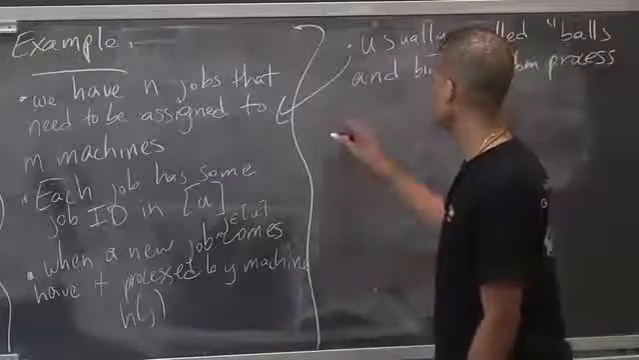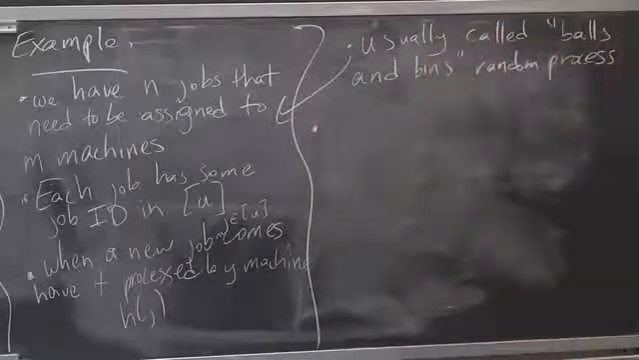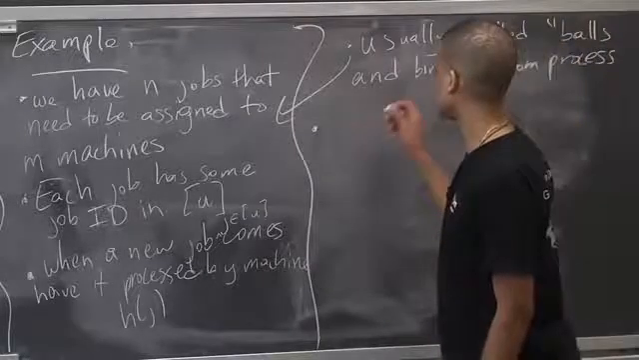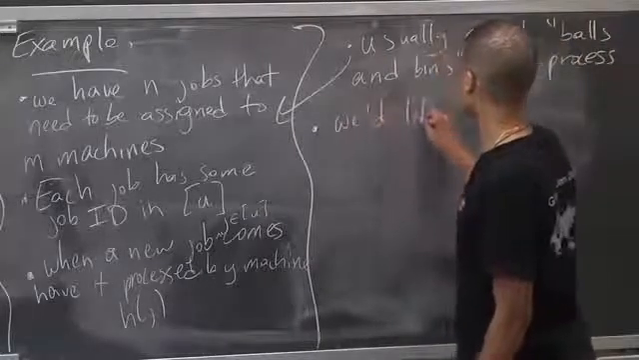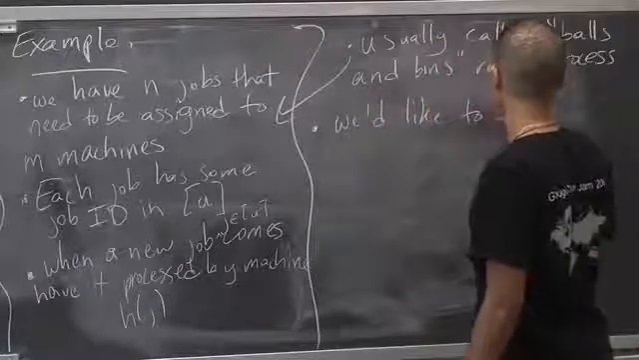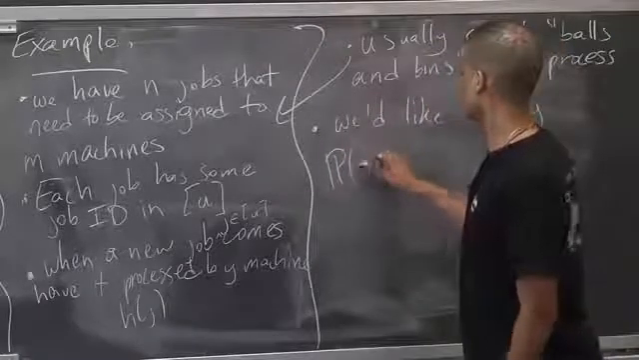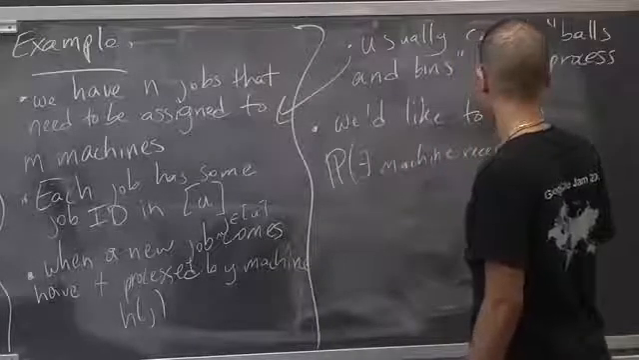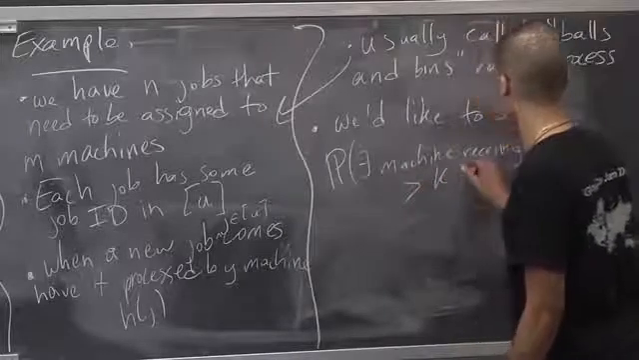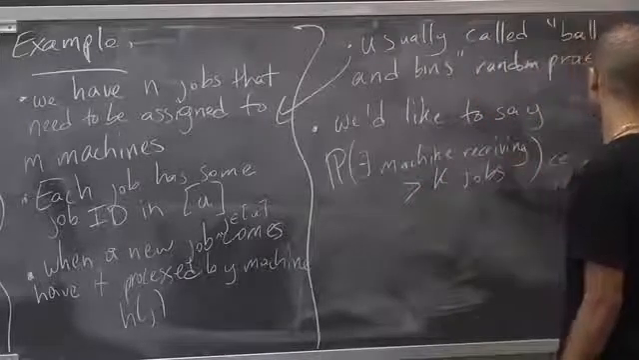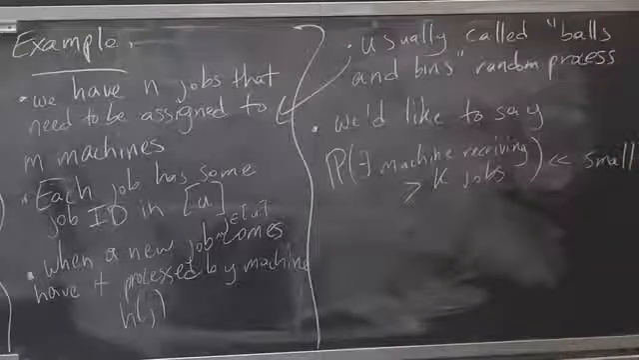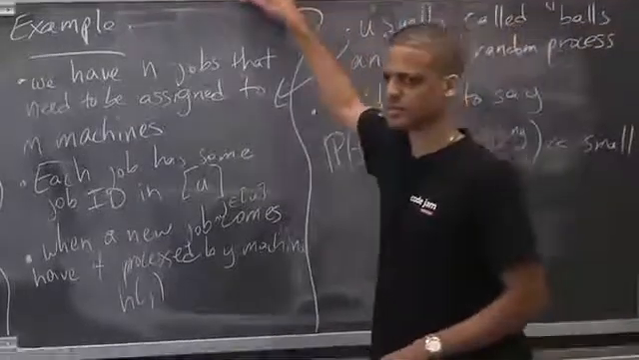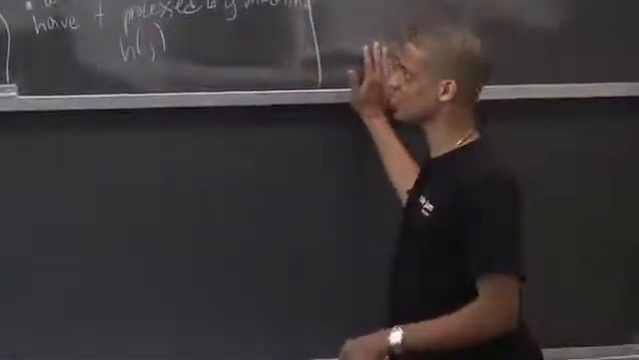So this is some form of load balancing across machines, and we'd like to say the probability that there exists a machine receiving bigger than k jobs is something small. Right, so the question is, what goes here and what's k? So is the setup clear to people? Let's say if h is a totally random hash function.